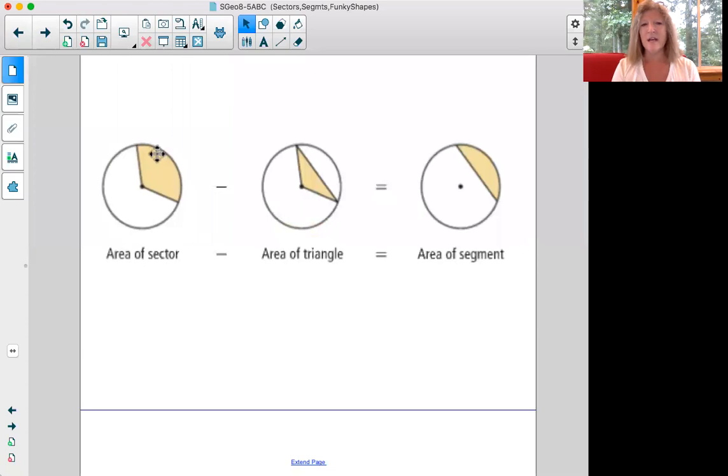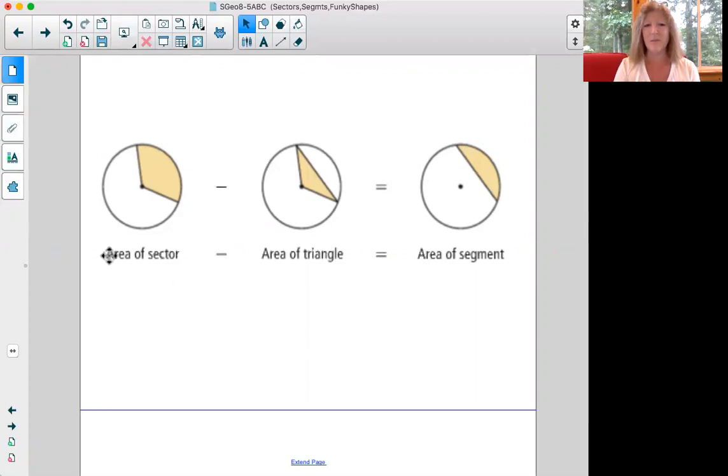And notice, if you were to take the sector of the circle and subtract out the area of the corresponding triangle, you'd be left with the area of this segment. So thinking about area and subtracting out the area and being left with what you want is the key to this video. So pause, take a screenshot, or write this down.